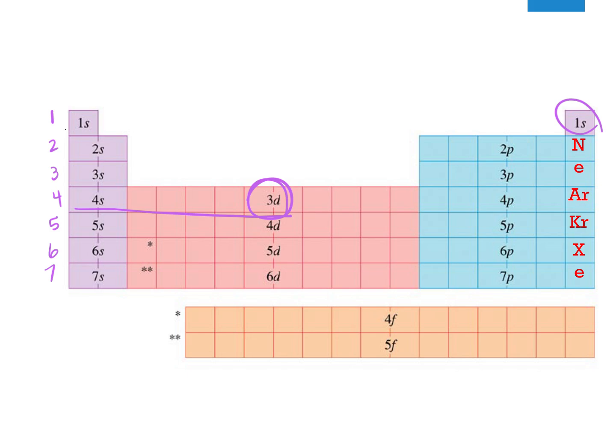Okay, how are we feeling? I was looking at zinc, which is right here. Its last electron is in what type of orbital?